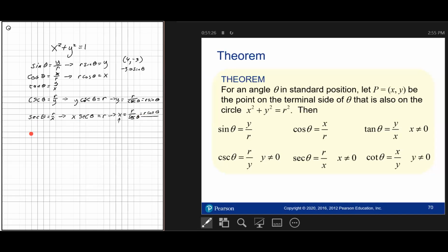Okay. And then cotangent is just the reciprocal of tangent. So that's going to be x over y. And with the cotangent and tangent, the denominator cannot be 0. Same thing is true with cosecant and secant.